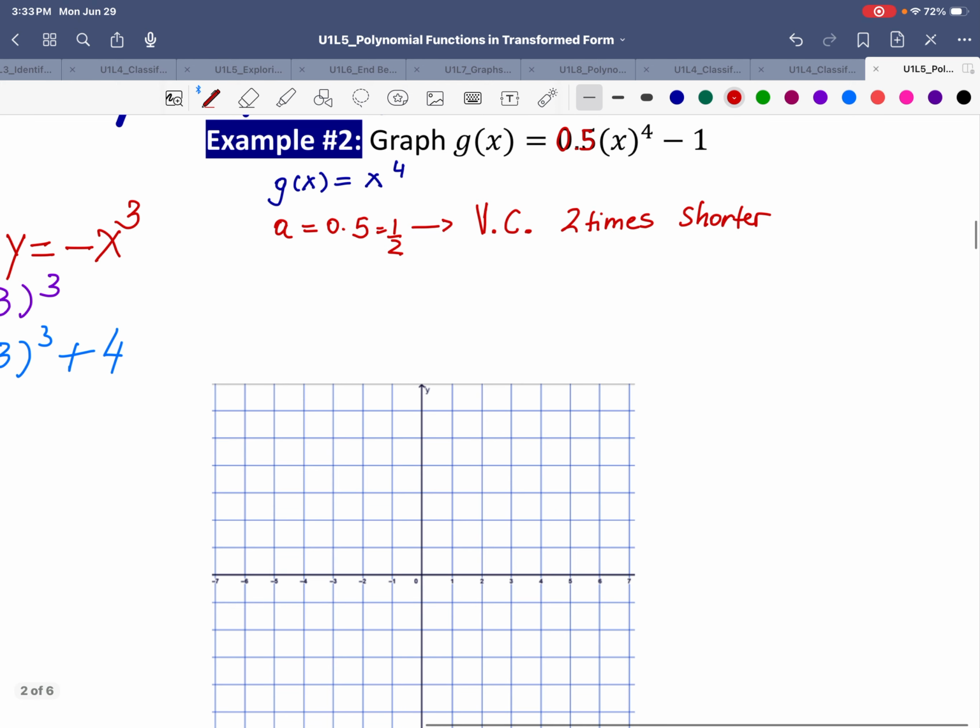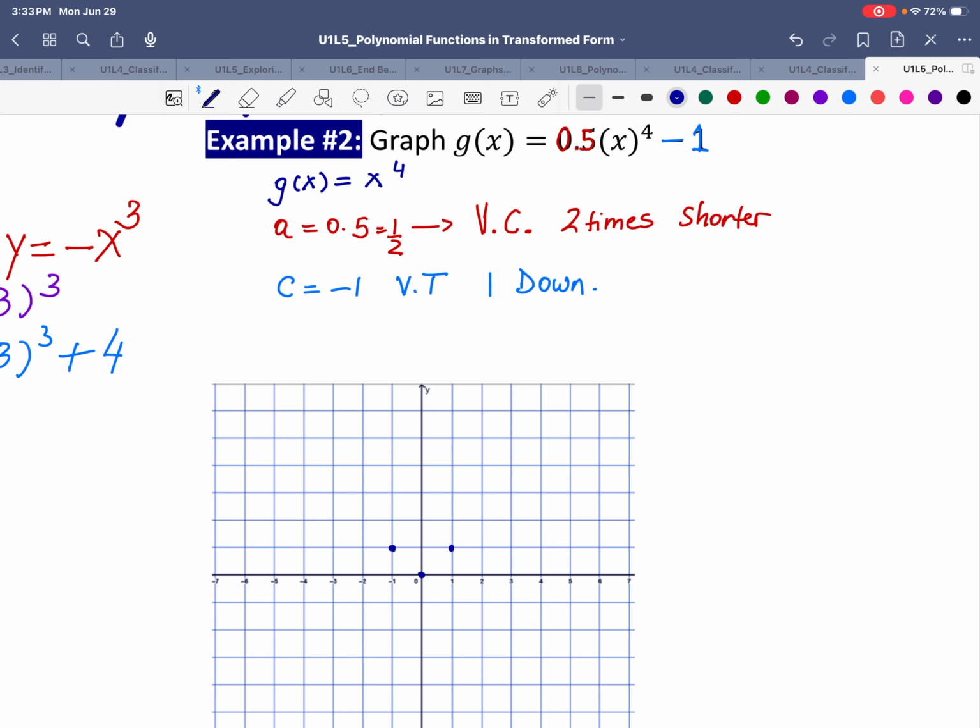Now, last we have -1. This is a number that is being subtracted from the entire function, so that will make the coefficient c, and that will cause a vertical translation of 1 unit down. So let's start with the graph of y equals x to the power of 4. This is that U-shaped graph that we've drawn in the previous lessons. x equals 0, y equals 0 is the first and easy starting point. When x equals 1, y would be equal to 1.